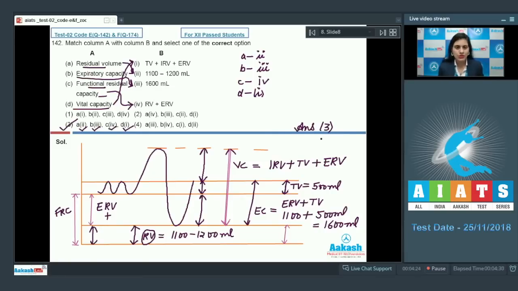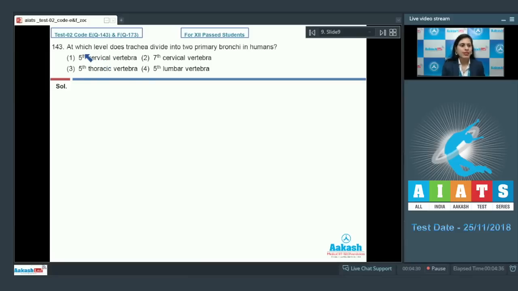Let's move on to the next question. Question number 143. At which level does trachea divide into two primary bronchi in humans? So basically we have to find out at which level the trachea divides into two primary bronchi. This question is directly from NCERT, and the correct answer is fifth thoracic vertebrae. As we know, the trachea is present in the thoracic region of the human body, and it divides into two primary bronchi which enter into lungs at fifth thoracic vertebrae. So the correct answer for this question is option number 3.